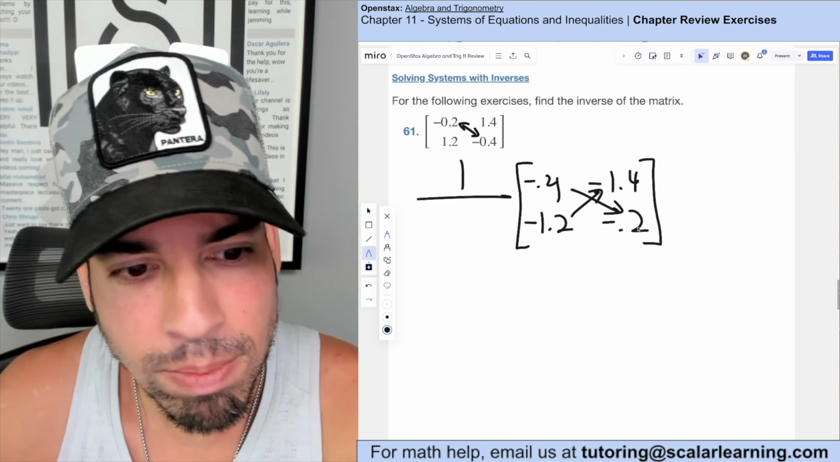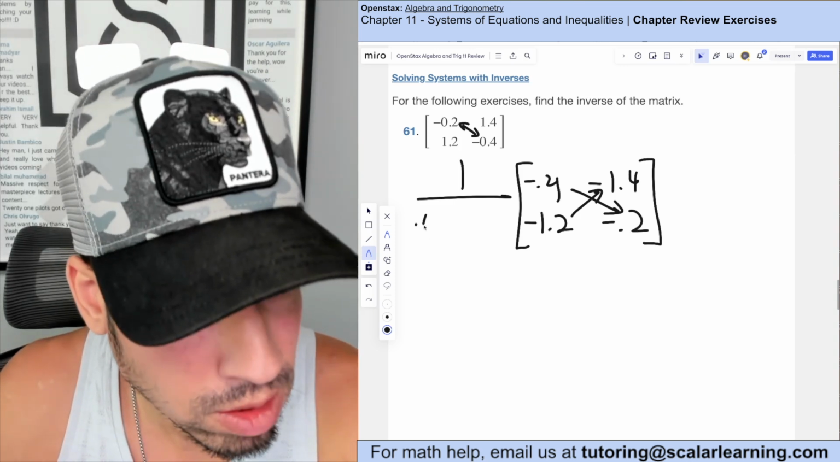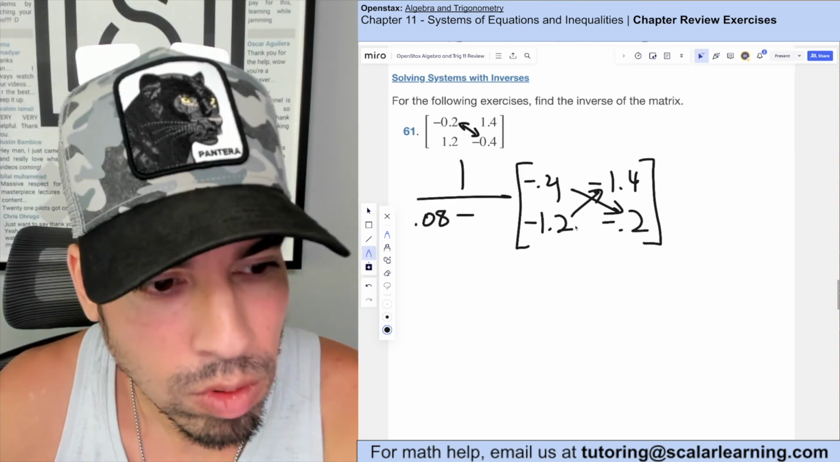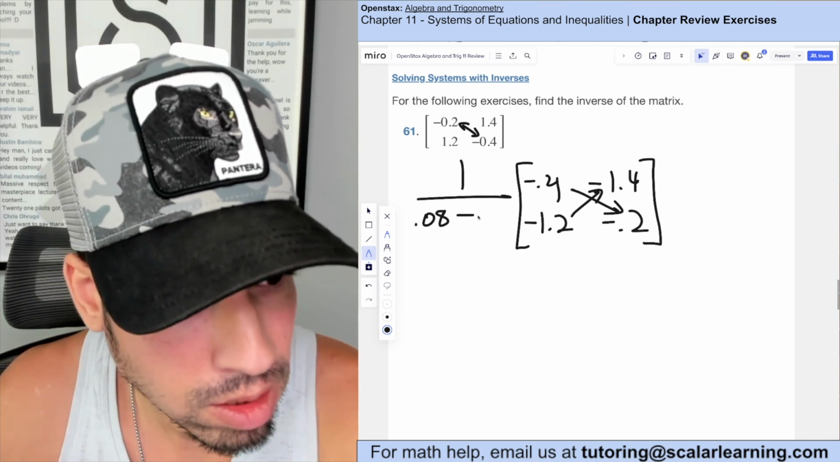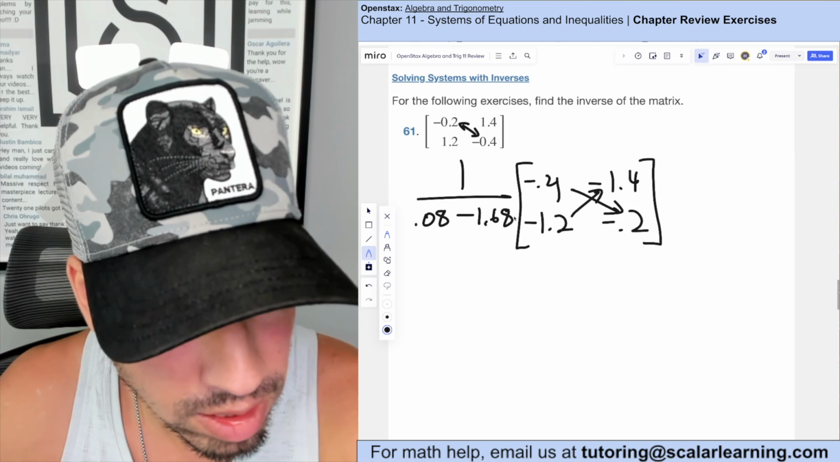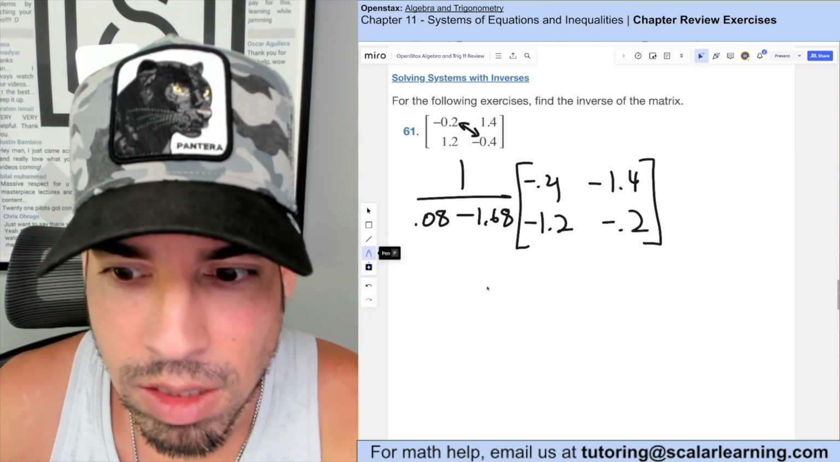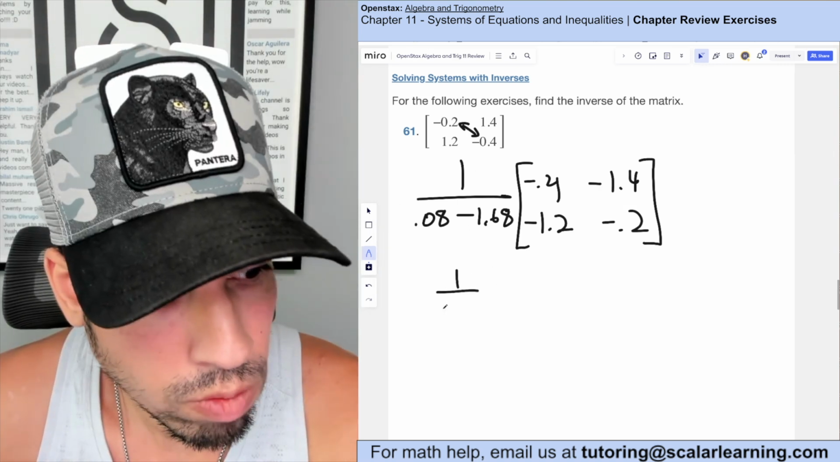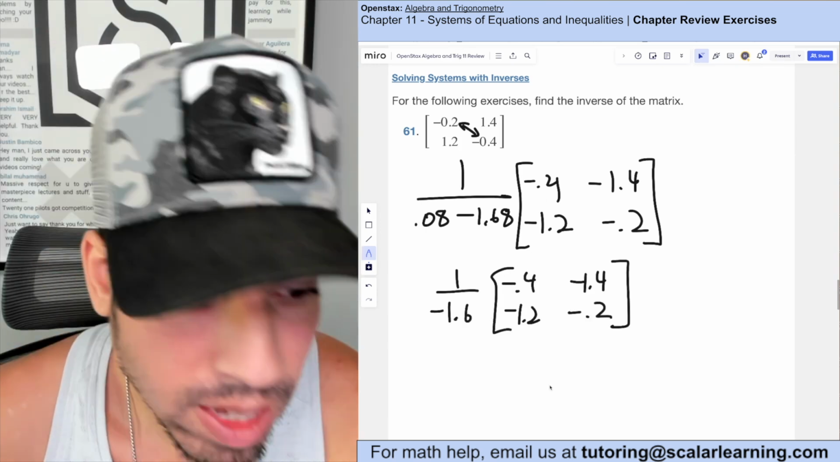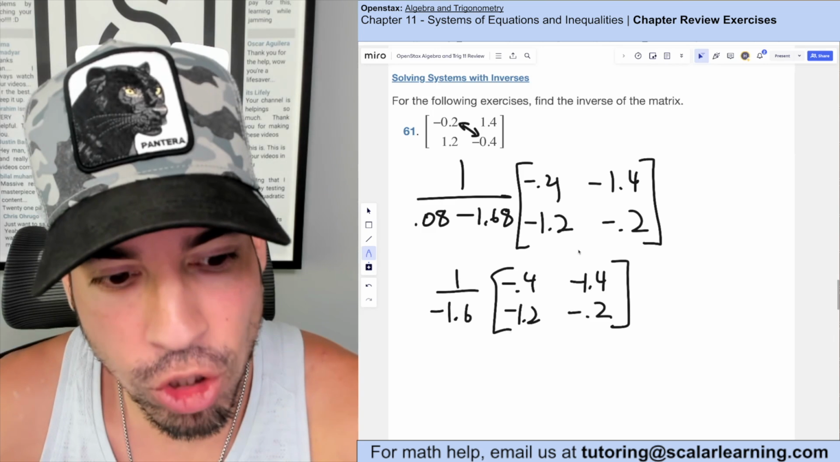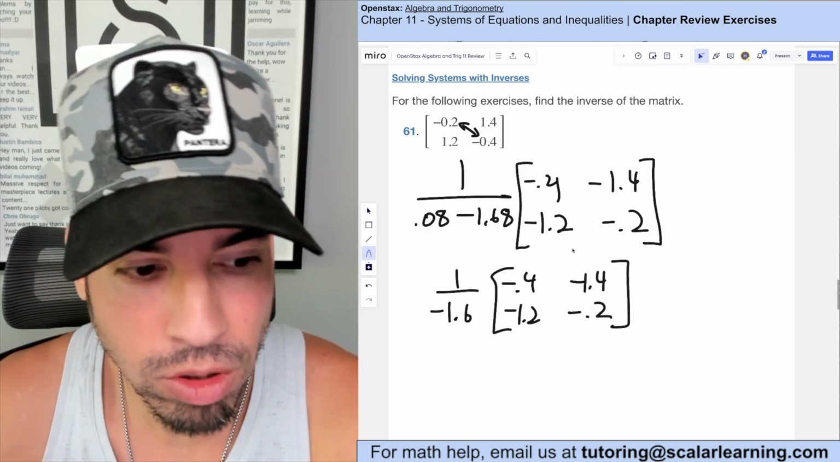So -0.2 times -0.4 is +0.08 minus -1.2 times -1.4, which is +1.68. So as we simplify this, this is going to be 1 over -1.6 times this. And this is basically the final answer. But let me show you what they did, why they have a different answer in the back of the book.